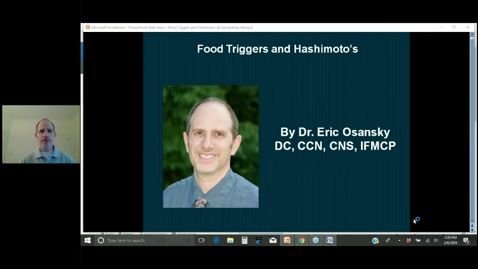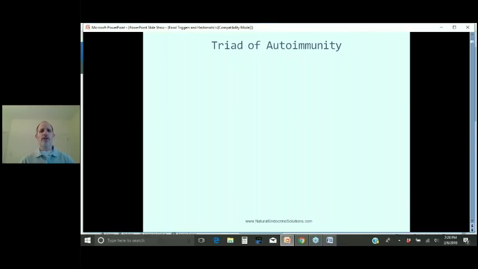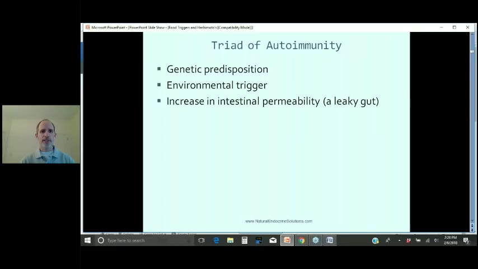I'm going to start off by talking about the Triad of Autoimmunity. The Triad of Autoimmunity involves a genetic predisposition, an environmental trigger, and the third component is an increase in intestinal permeability, also known as a leaky gut. According to the Triad of Autoimmunity, which is also known as the three-legged stool of autoimmunity, you need all three of these factors. So again, genetics, environmental trigger, and a leaky gut.